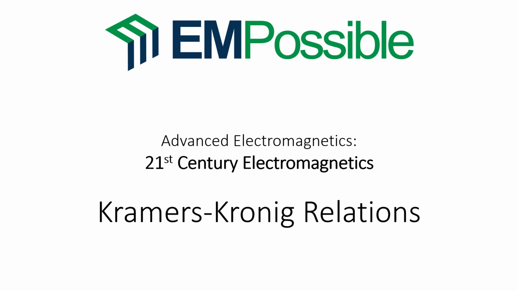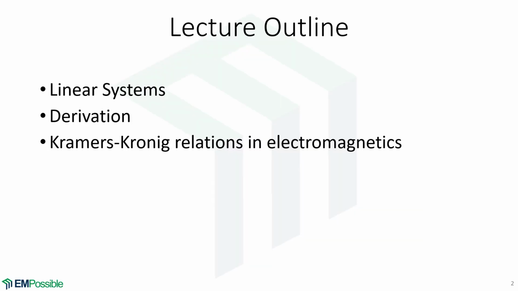The Kramers-Kronig relations. It turns out, if you're an electromagnetics person, it may surprise you that the Kramers-Kronig relations actually have nothing to do with electromagnetics. They come from linear system theory. But we realize that when we look at atomic scale resonances, this is a linear system, and we can apply the Kramers-Kronig relations to electromagnetics in that way.